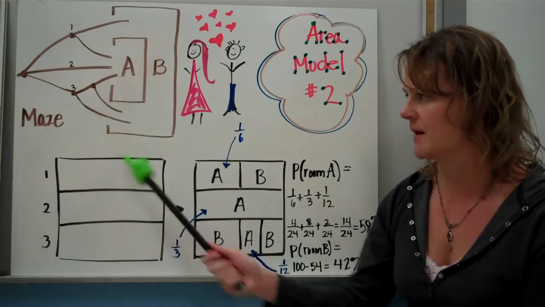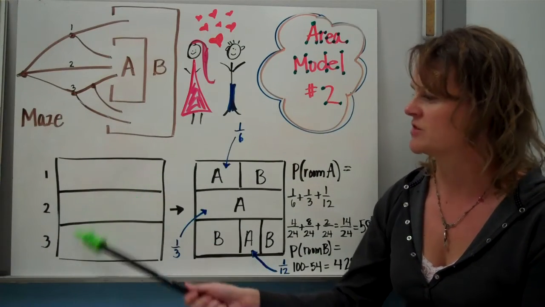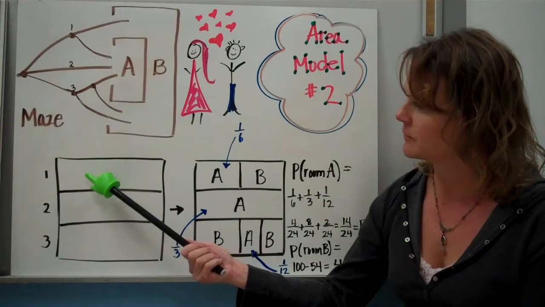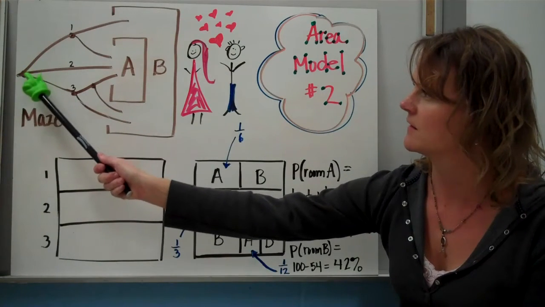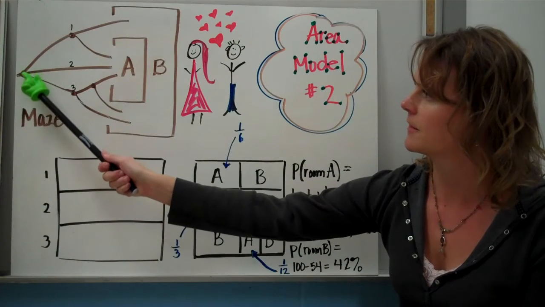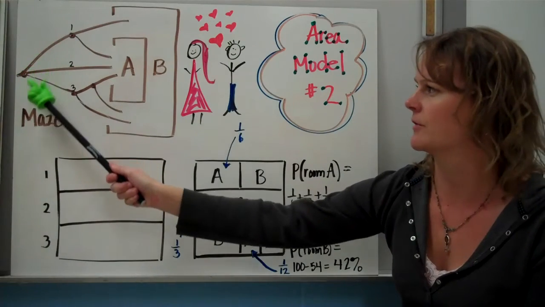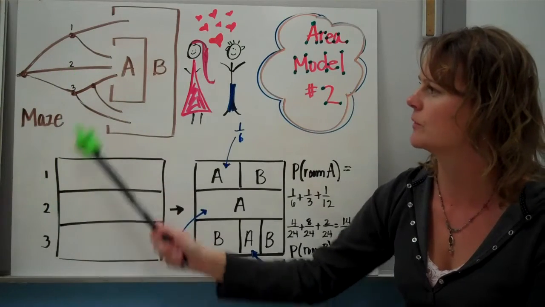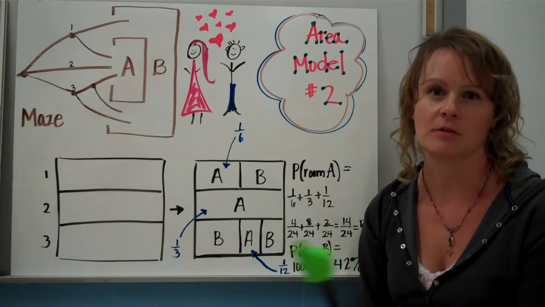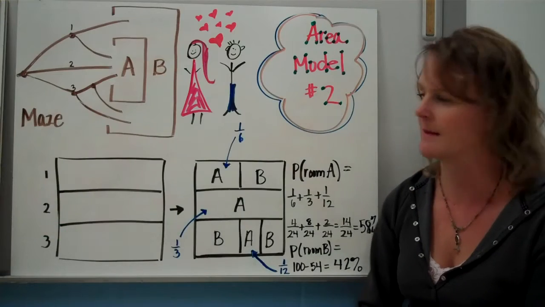She started with an area model like we did before, just a square, but she starts by splitting that area model into thirds to represent the original path here, separating right here into thirds. So you could think of this top path as path 1, the second path as path 2, and the bottom path as path 3, if you'd like, and that's what the 1, 2, and 3 represent.